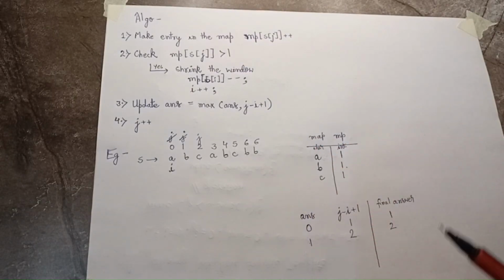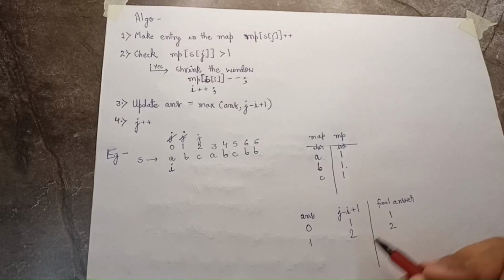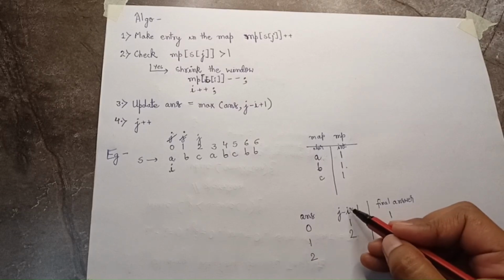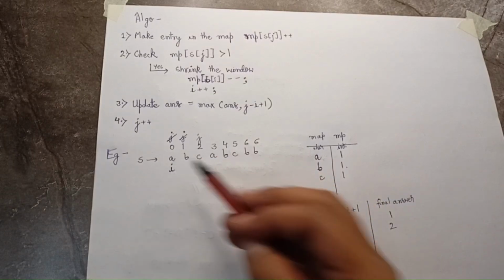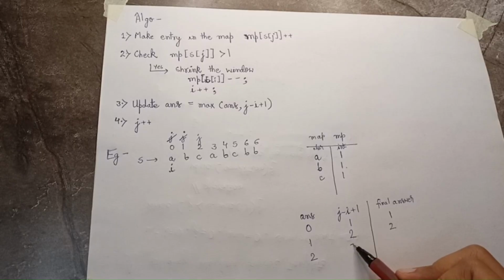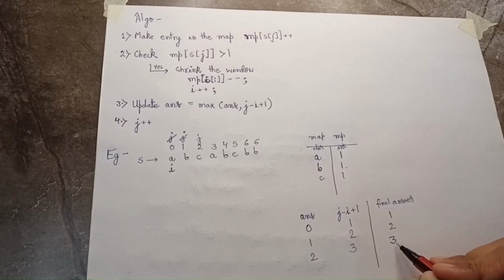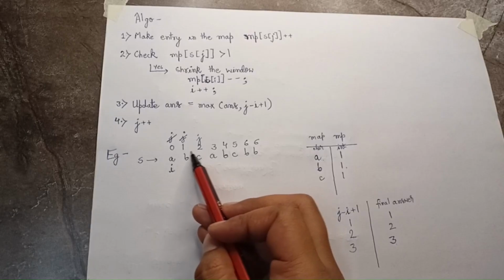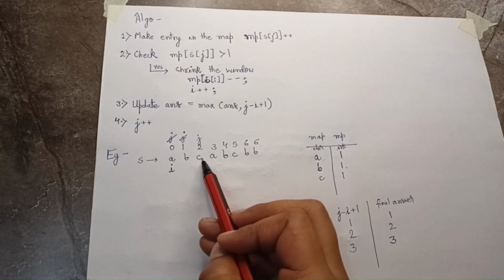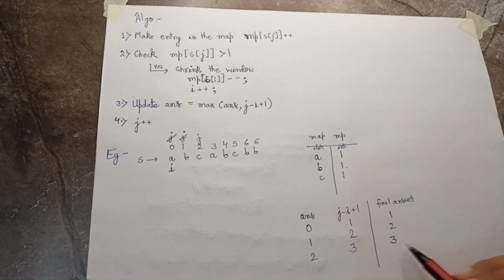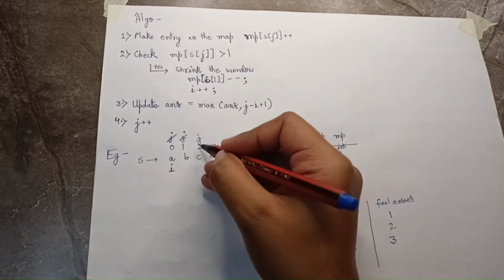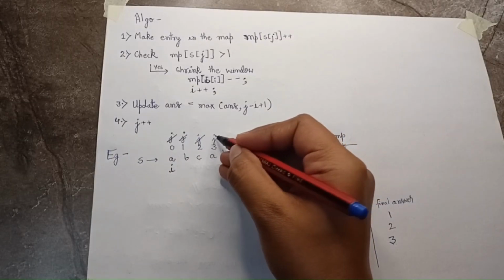Let's update the answer. The previous value of answer was 2. Now j minus i is 2 minus 0 is 2, plus 1, that is 3. Maximum of this is 3. So till now we have a maximum length of 3, that is from i to j. This window has non-repeating characters of length 3. Now again j will move in the next iteration.